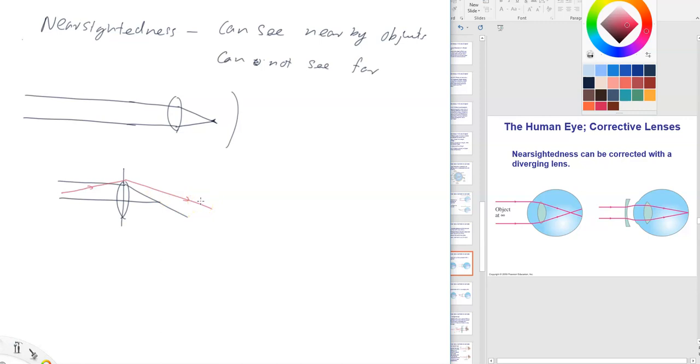The parallel light that comes from a faraway object. We say that if something is at infinity, the light coming from that object is mostly parallel lines. So here come parallel lines. We put a diverging lens first. We put a diverging lens over here.